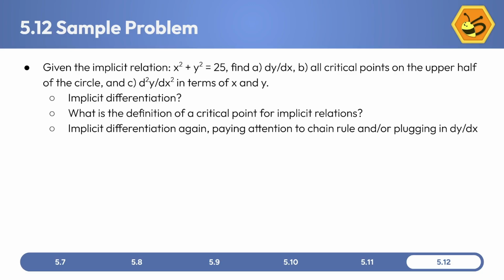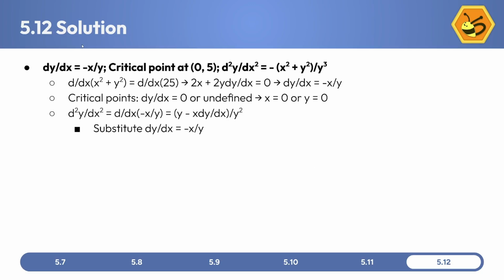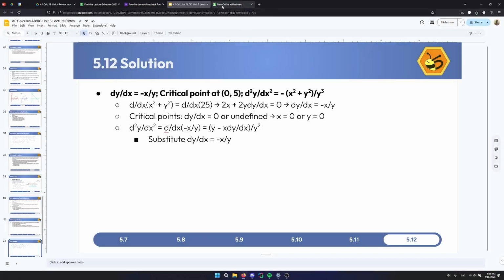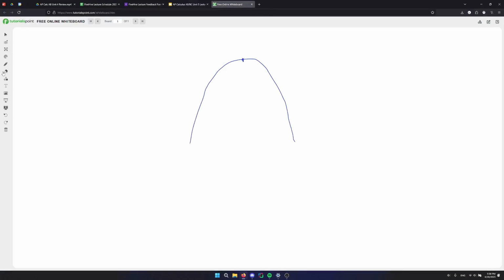So just to finish before the 2-hour mark, I'm going to show my answer here. What I got for dy dx is negative x over y, and the critical point I got at 0, 5. And my second derivative, I got this expression here. It's a bit hard to see in this format, so I'll just rewrite it on the whiteboard.